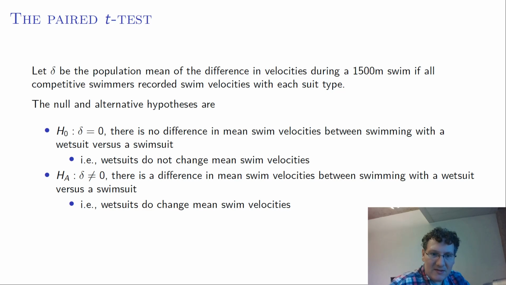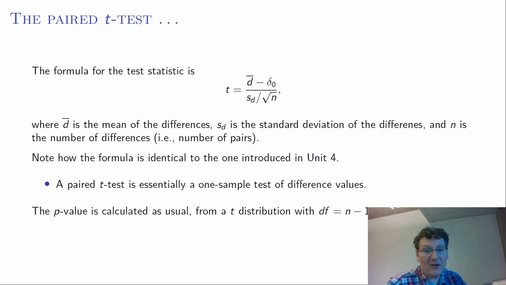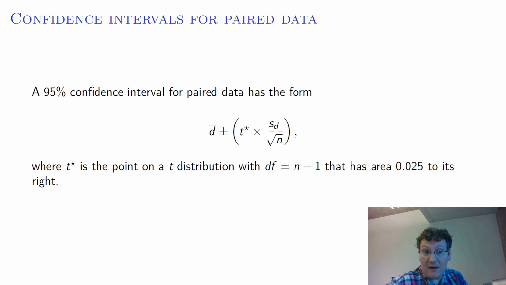That's going to be our null hypothesis, that delta equals 0, that the average difference is 0. And then the alternative would be that the average difference is not 0. Here, a two-tailed test would detect whether there's any significant difference between the two types of swimwear. You calculate your test statistic the same way you would for a one sample t-test, because that's exactly what we're doing here. You calculate your p-value the same way, and you would calculate confidence intervals the same way too.